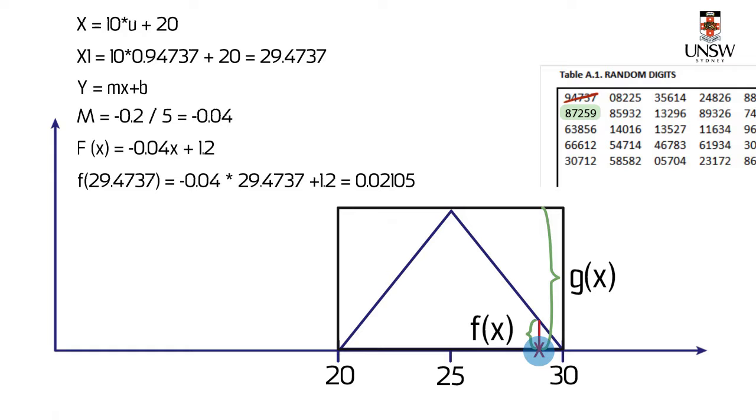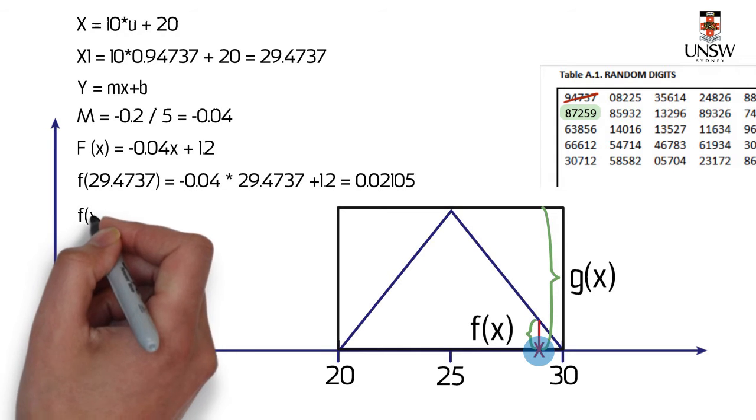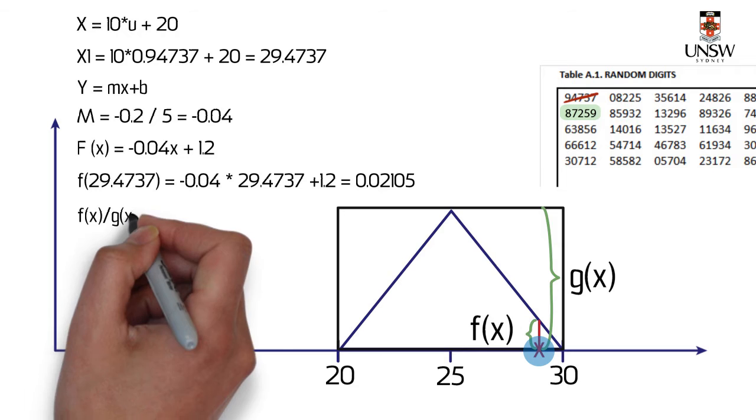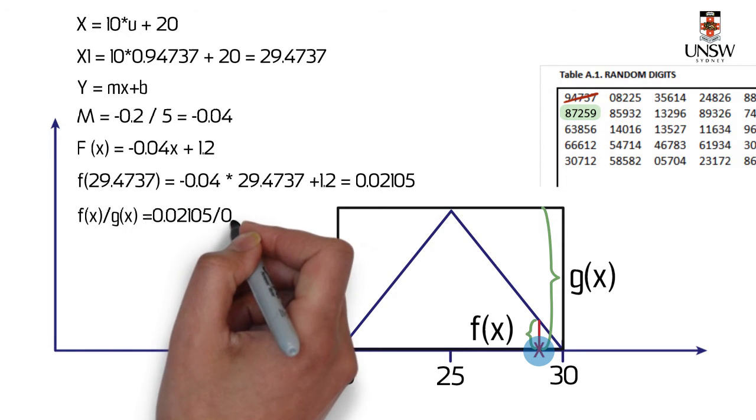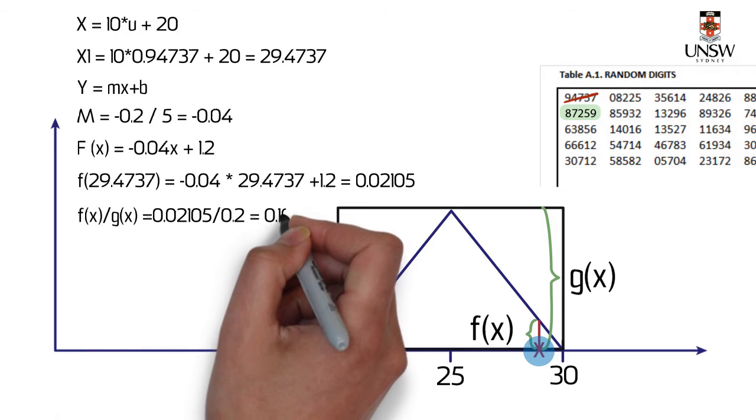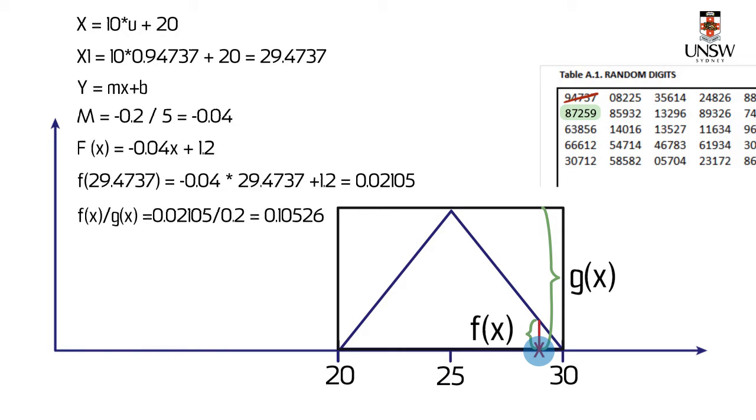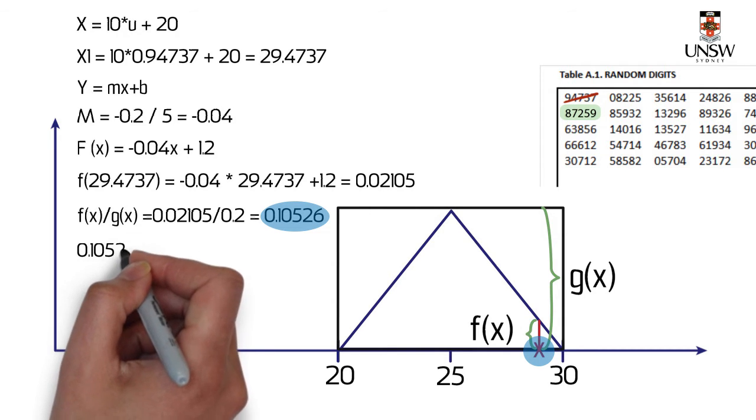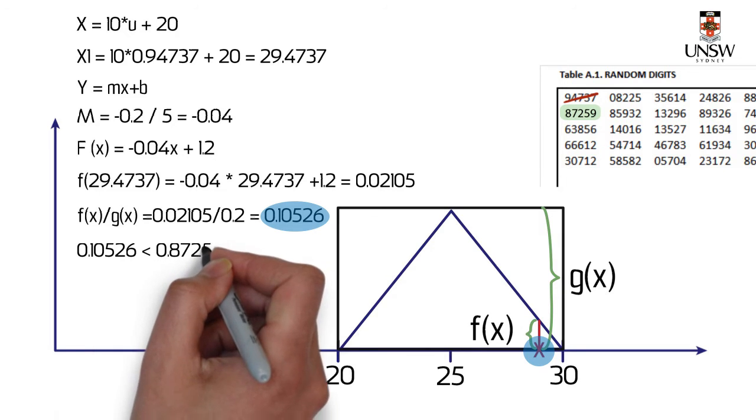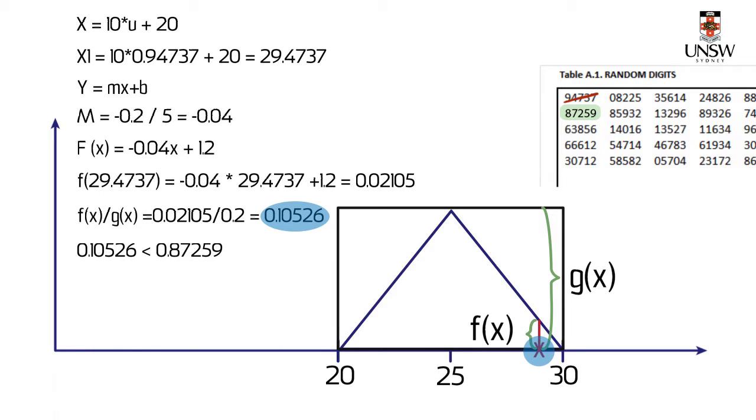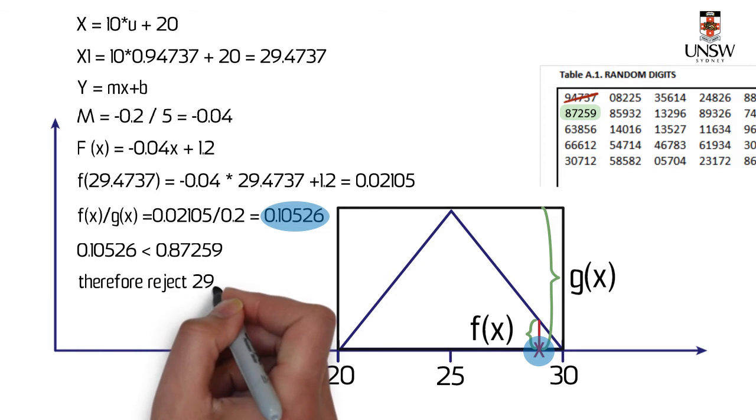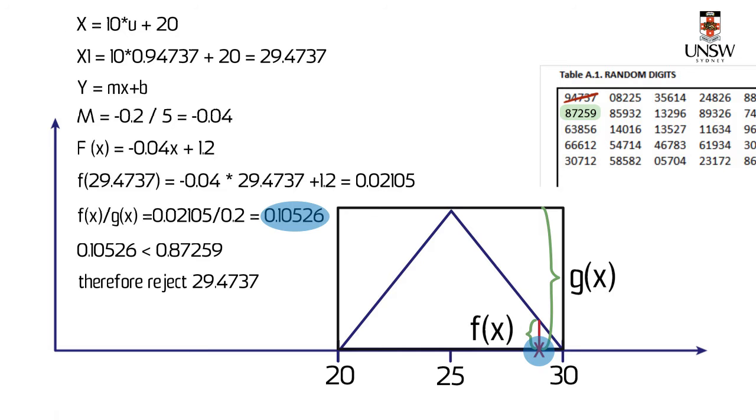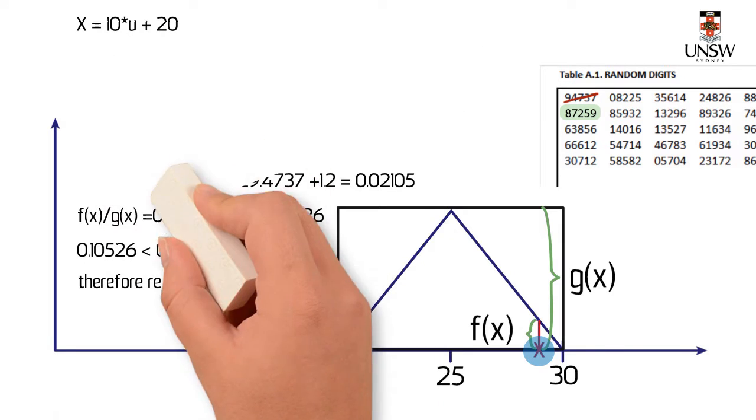What is the bigger height? It's 0.2. So therefore, f of x divided by g of x is equal to 0.02105 divided by 0.2, which equals 0.1053. Now, our second random number value is 0.87259, which is larger than f of x on g of x. That means we're up in this area, so we reject 29.4737 as our answer. So we need to start again.